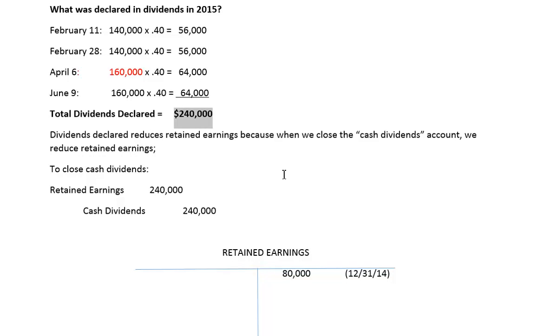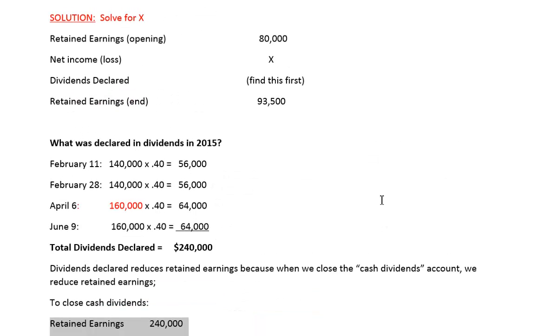Well, you remember from your prerequisite course that dividends declared will reduce retained earnings, because when we close the cash dividends account, we reduce retained earnings. Don't forget, our cash dividends are dividends declared. Same thing. So to close the cash dividends, we know our dividends declared account has a normal balance of debit. So we close it by crediting it, and we close it to retained earnings. So we can see here this is going to reduce retained earnings. So therefore, dividends declared is going to reduce retained earnings by what we calculated, which is $240,000.